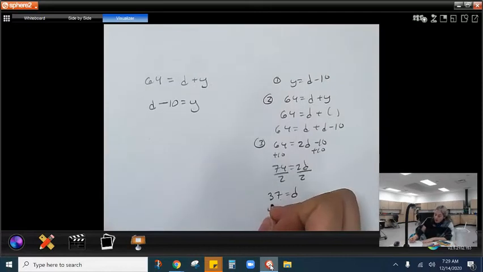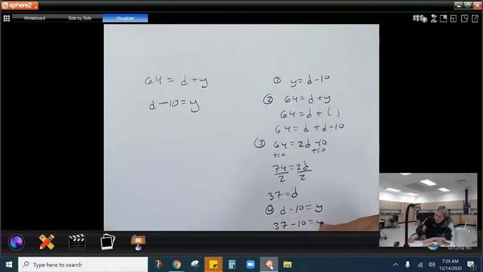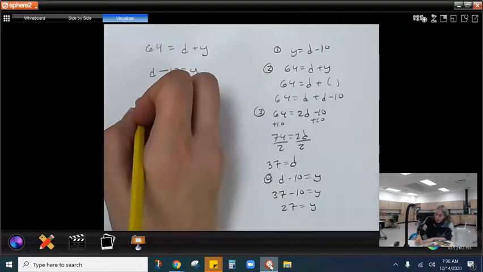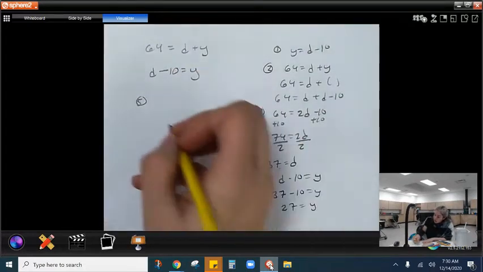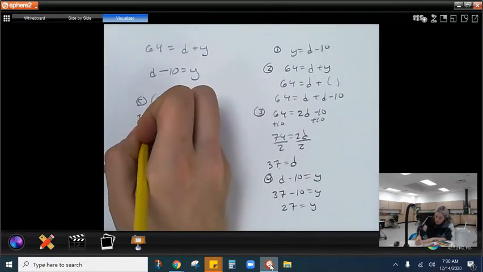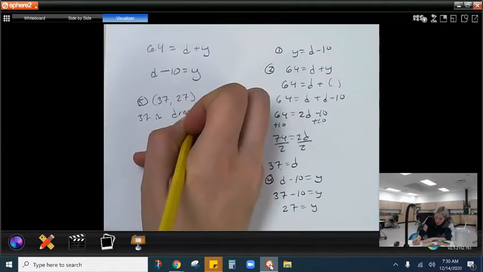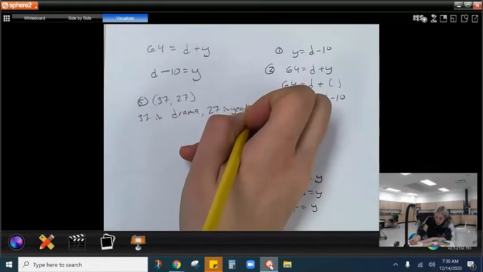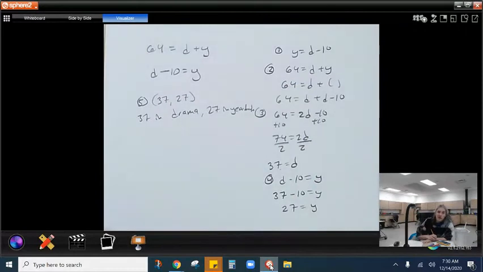I need to figure out how many are in yearbook. Well, I'm going to do d minus 10 equals y. So 37 minus 10 equals y. That means I have 27 students in yearbook club. And again, you couldn't see it. I'm doing really bad that day. So that means my coordinate pair is going to be 37, 27, right? 37 in drama, 27 in yearbook. And for our school, it's actually a class, not just a club.